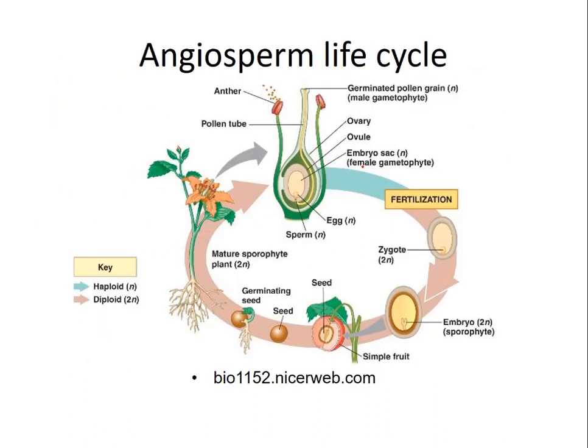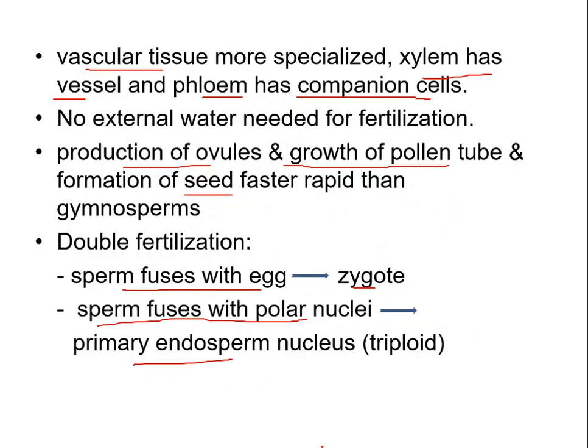Okay, so we can see here the life cycle of angiosperms. One phylum in angiosperms, phylum Anthophyta. You can see after fertilization it produces a zygote. The zygote will develop into the sporophyte. One of the sperm will fertilize the egg to produce the zygote, and the other sperm will fertilize the polar nuclei to produce a triploid cell that we call endosperm, primary endosperm.